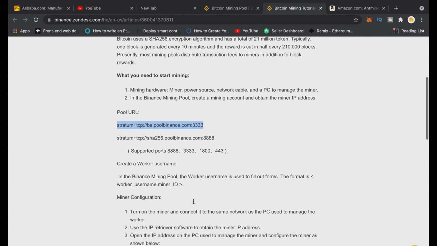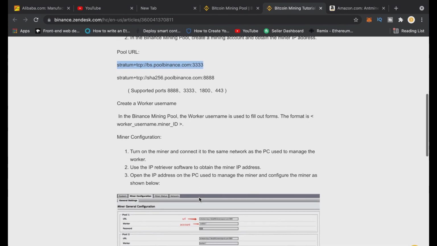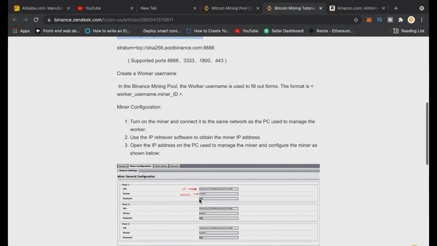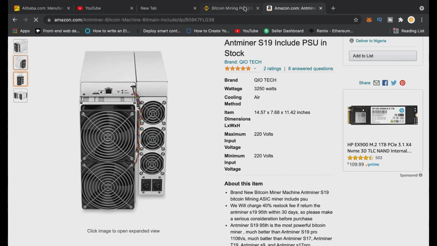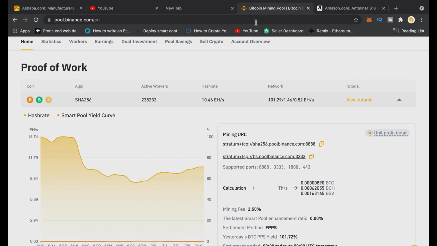But this is how to configure your Antminer on your laptop and so on. You can actually do this yourself. It's very easy. So come back here to the mining pool.